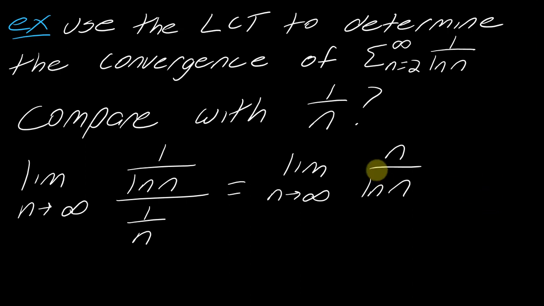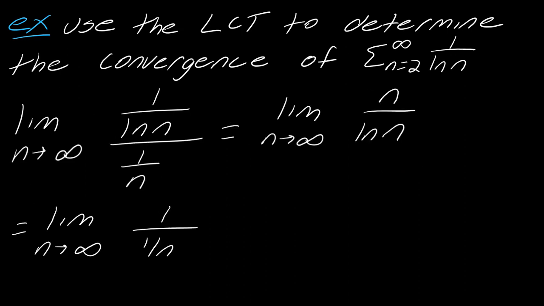Okay, so this is infinity over infinity, so I can just take the derivative of the top and bottom. The derivative of n is 1, the derivative of the natural log of n is 1 over n, and all of this can be simplified again to just n, right? So 1 divided by 1 over n just equals n. So then, of course, as n goes to infinity, this just equals infinity.